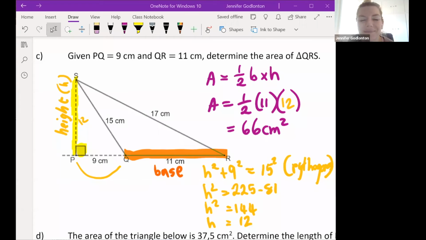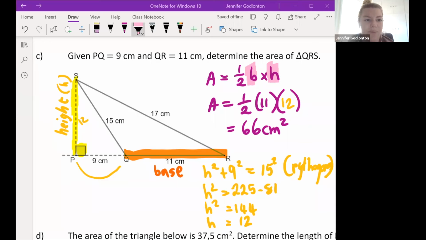Ma'am, I'm still kind of confused on why you left the 17 out. Okay, so the 17 is just the side of our triangle, but it's not perpendicular to our 11. Because they're not at 90 degrees to each other, the 17 doesn't give us any help when looking for our area. When we want the area of a triangle, we only care about the base and the height, and those two lines have to be perpendicular to each other. Okay, thank you, ma'am.